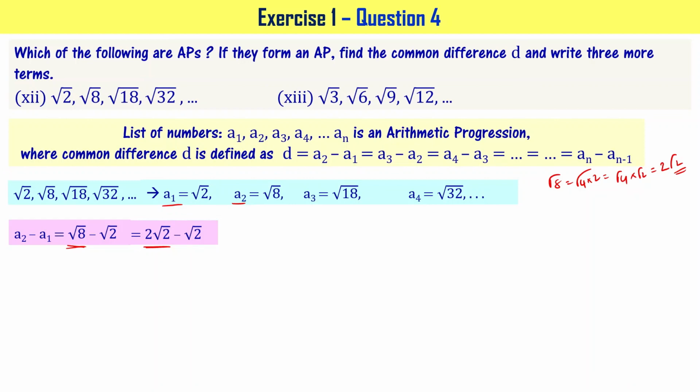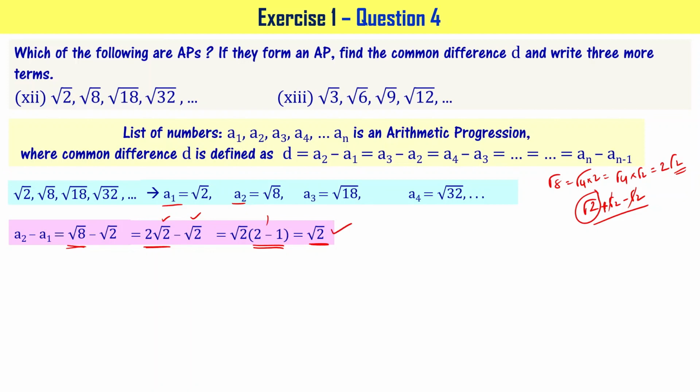2 root 2 minus root 2 is what you have. 2 root 2 can be written as root 2 plus root 2. You remember? It can be written as root 2 plus root 2, right? Let's write that. Or otherwise you can do it in a slightly different way. You can take root 2 as the common factor out of both the terms. Then what you have is 2 minus 1, that is going to be equal to 1. So what you have is root 2. Otherwise you can write 2 root 2 as root 2 plus root 2, then subtract root 2 from there. Then what you have is root 2. Both the ways you can get it. Got it? a2 minus a1 is root 2.